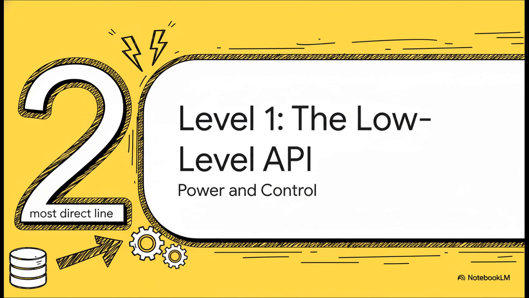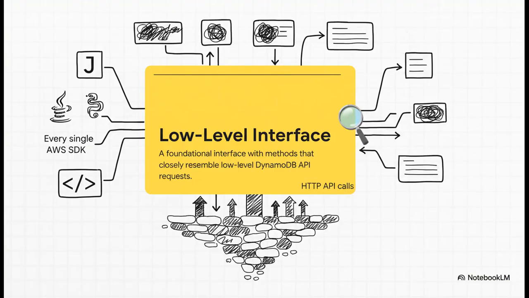All right, let's start at the very foundation, level 1, the low-level API. You should think of this as the most direct, unfiltered line you can possibly have to the DynamoDB service itself. It gives you absolute power and really fine-grained control over every little thing. What this really means is that it's a direct one-to-one mapping to the raw HTTP API calls that happen under the hood. Every single AWS SDK, it doesn't matter what programming language you're using, has this foundational layer. It's the bedrock that everything else we're going to talk about is built on.